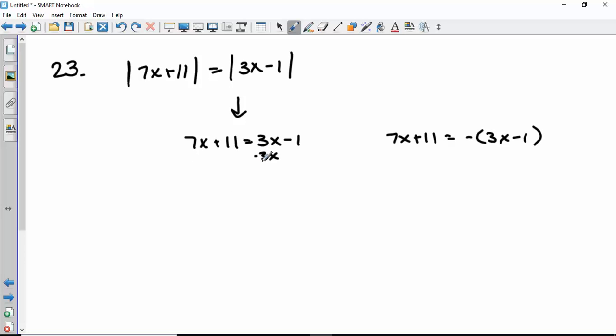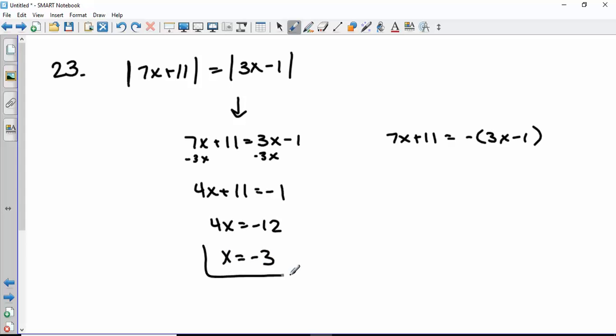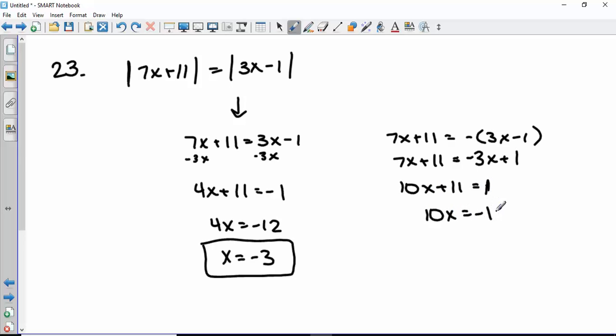So then if we solve this, we can subtract over our 3x, subtract 11, divide by 4, and we get -3. This one, add your 3x over, subtract your 11, and you get -1. You can always check these by plugging them back into the original.